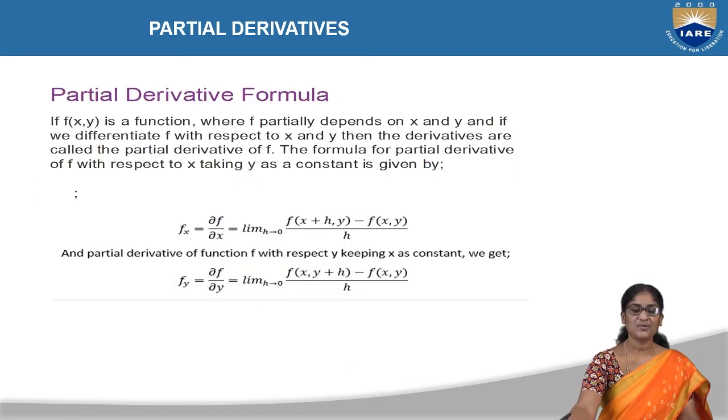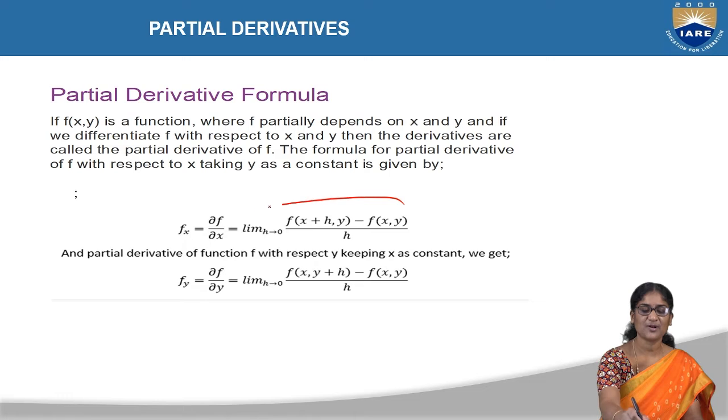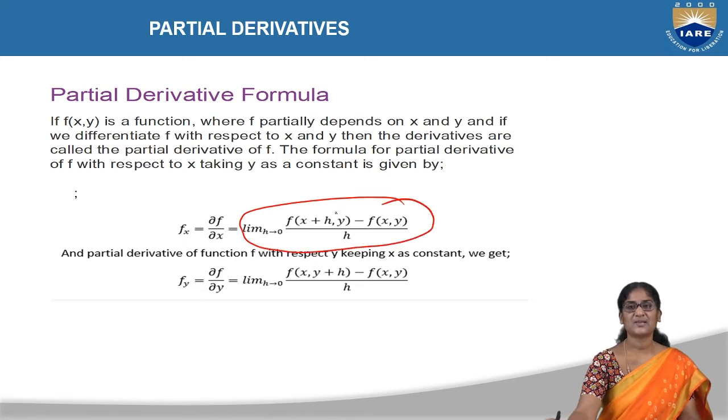Okay, so the definition for partial derivatives: if f(x, y) is a function, that is, f depends on the two independent variables x and y, and if we differentiate f with respect to x and then y, the derivatives are called partial derivatives. It can also be given as fx = ∂f/∂x, which is equal to the limit as h tends to 0 of [f(x + h, y) − f(x, y)] / h, and this formula is called the formula by first principles for the partial derivative.